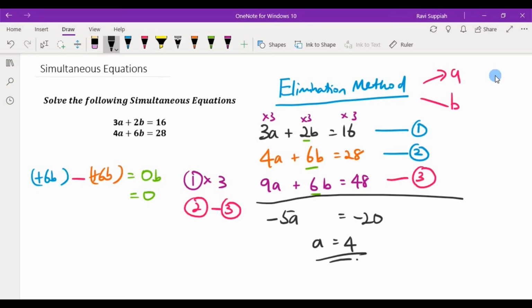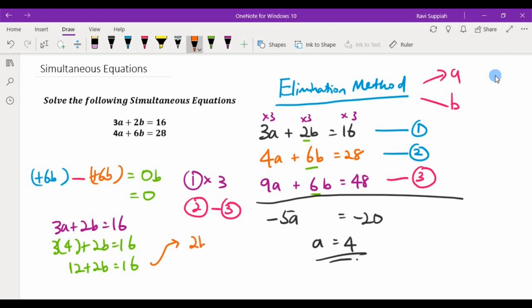Okay, and once I solve for a, I can take a and put into any of the equations here and solve for b. Alright, so I'm going to take it and put it into equation 1. So I have 3a plus 2b equals to 16. 3 into 4 plus 2b equals to 16. So 12 plus 2b equals to 16. From there I get 2b is equals to 16 minus 12, which will be 4. So b is equals to 2.